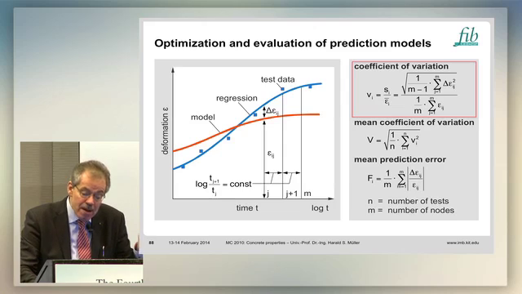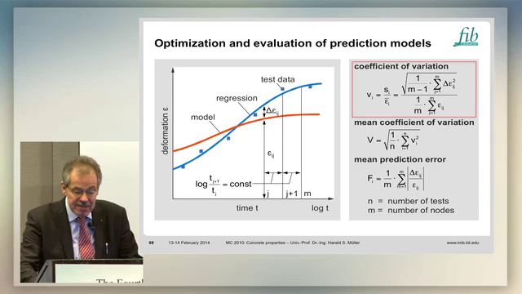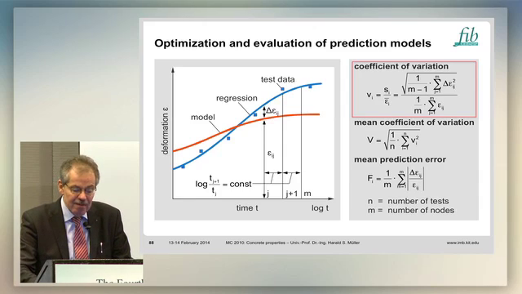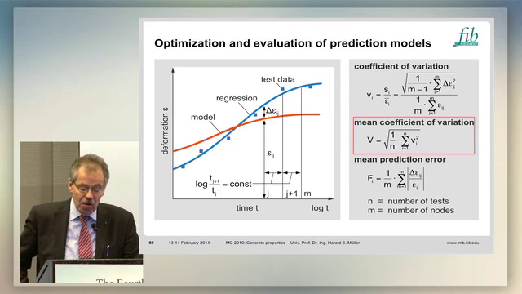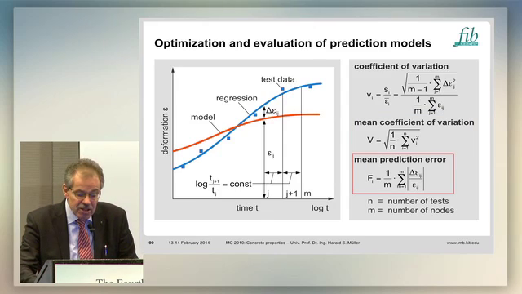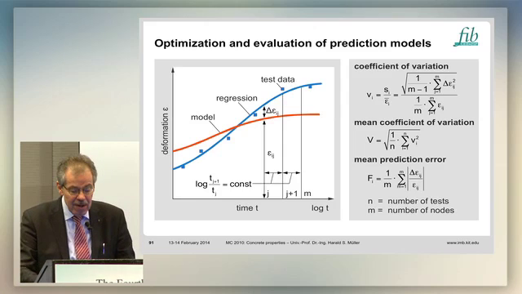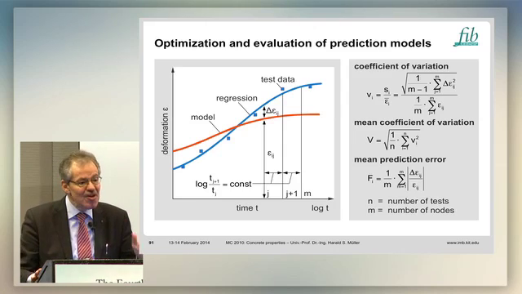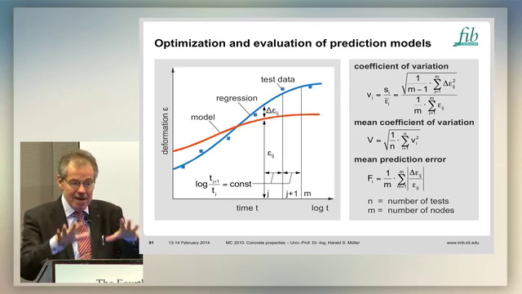And so we end up for one experiment with a coefficient of variation, and now we have to sum them up for all the different experiments, and finally we end up with an optimized overall coefficient or mean coefficient of variation. And we also look at a mean prediction error. This means we look at the average deviation for our prediction at a certain point in time. And the optimization procedure consists now in that we have to minimize this coefficient of variation. And we did it with our models and the database. We minimized it.